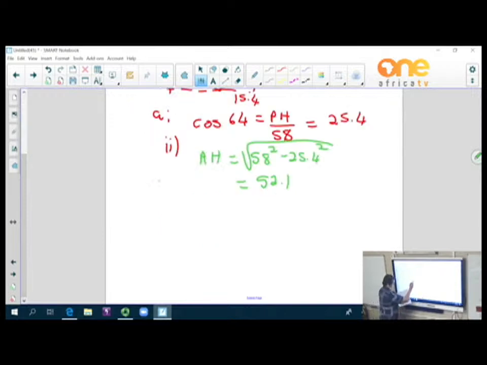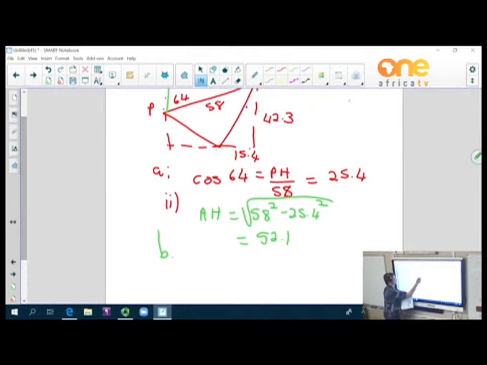Right, now B of that question. The ship then sails to the island B. So if we look at our picture, it now sails here to B, which is 5.3 kilometers south of A and 15.4. So now we have this right angle triangle there. And now they say, calculate BAJ. BAJ, so we work in this right angle triangle.